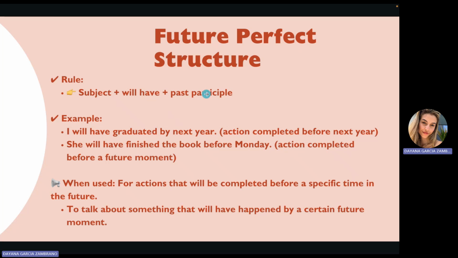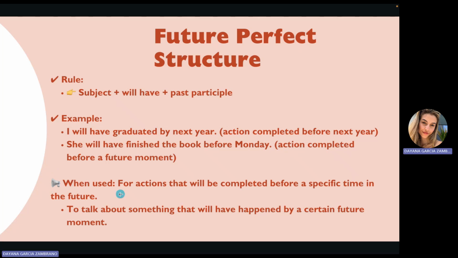And another thing that I forgot to say is that when we use the past participle, we also have irregular verbs, and there are some verbs that we need to remember in order to use them. Right. And the examples are: I will have graduated by next year, or she will have finished the book before Monday.